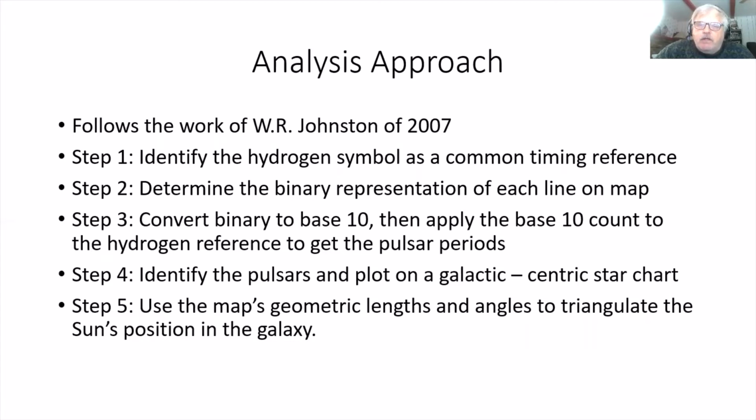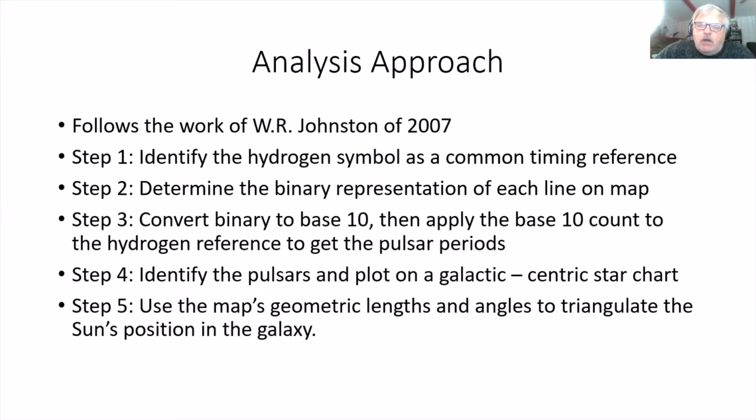The assumption here is that the pulsar periods are unique, and then an ETI would be able to take those pulsar periods and come up with the known pulsars, and they would know where they are in the galaxy, and therefore they could triangulate on us.